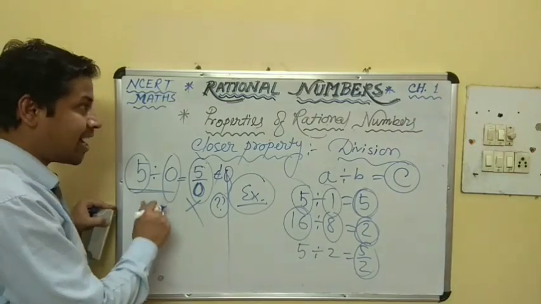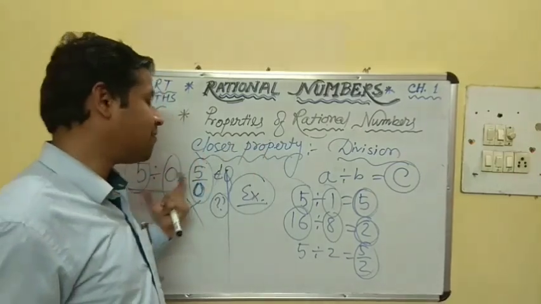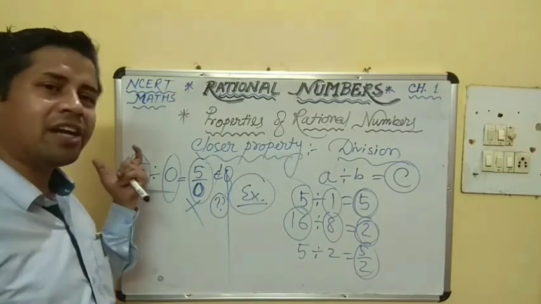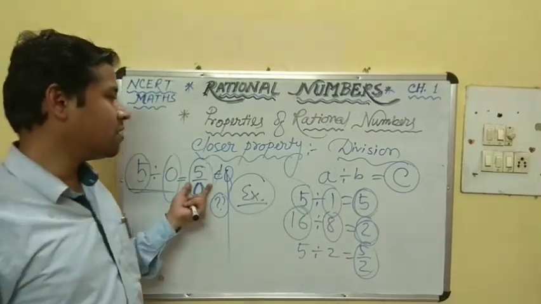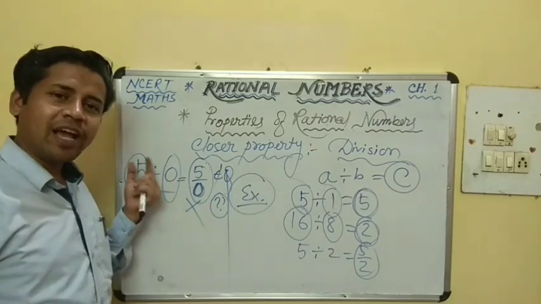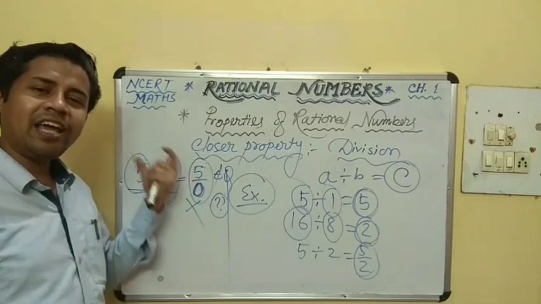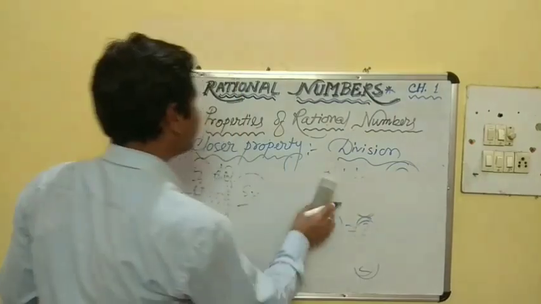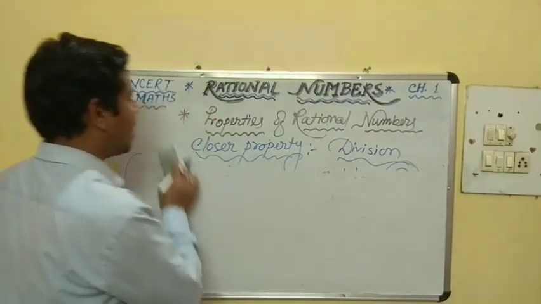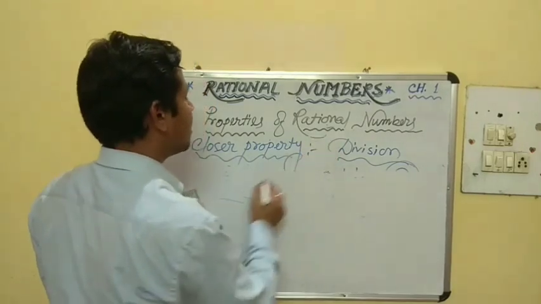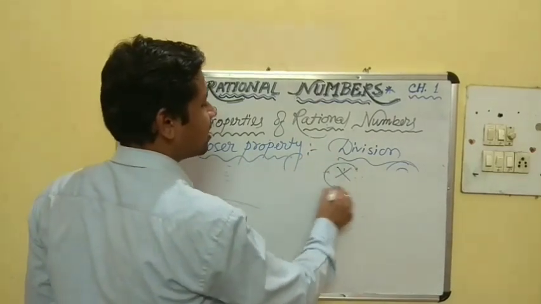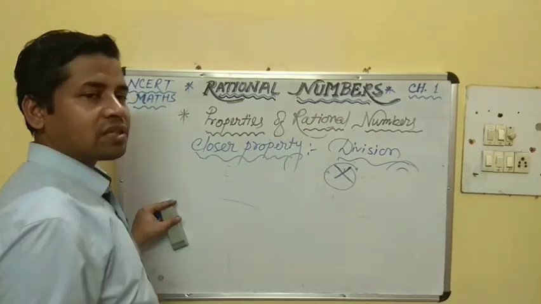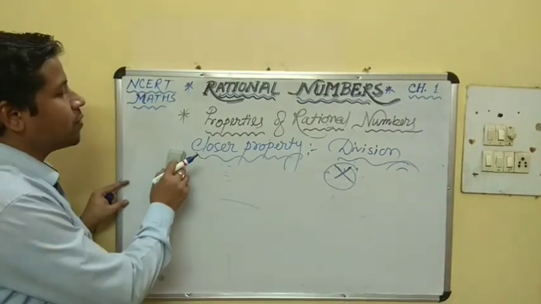So that means we are saying that this closure property fails for division in case of rational numbers, because rational divided by rational is not every time equal to a rational number. In case of 0, when we are dividing by 0, we are not getting any rational number, it is undefined. So we say that rational numbers are not closed under division. In case of division, we will not say that they are closed. So I think the first property we have understood.